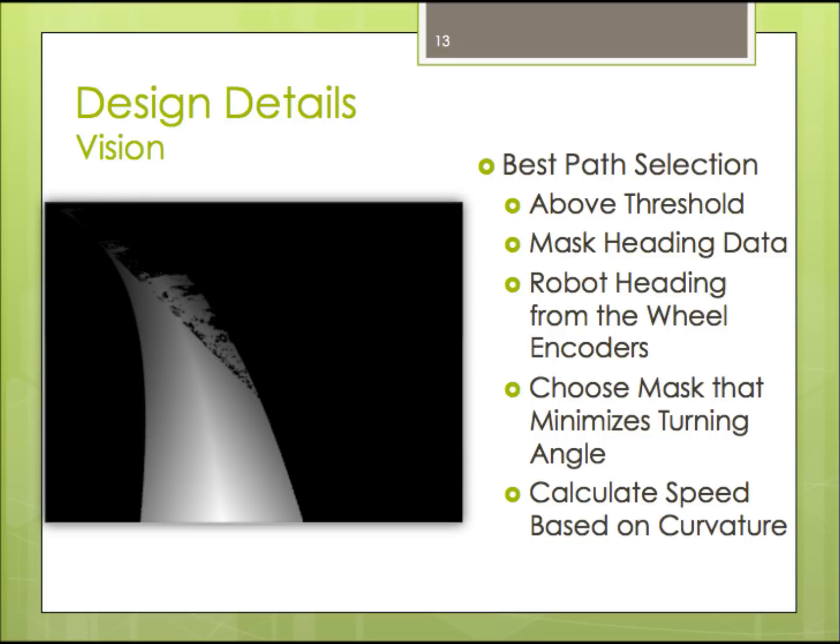The program will first go through all the indices left and select masks that have indices above threshold to make sure the robot stays on the pavement. Then the code will compare the mask heading with the current robot heading from the wheel encoder. The mask that minimizes the turning angle will be chosen as the best path. Finally, the speeds for the two wheels will be calculated based on the associated curvature.